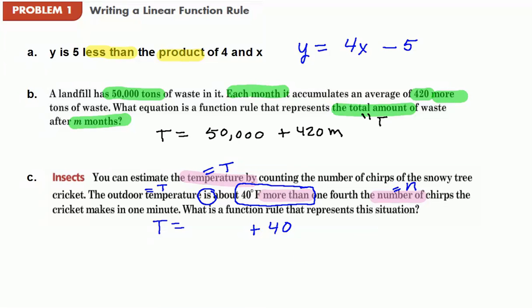Okay? The next thing it says, it's 1/4 of the number of chirps. And we're going to say the number of chirps is n. Well, 1/4 is a fraction. So 1/4 of the number, so 1/4 times n. And so here's our equation. The outside temperature T equals 1/4 n plus 40. And that would be our equation.